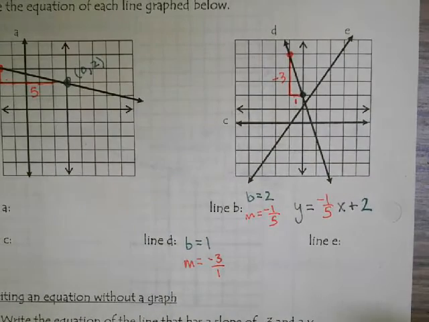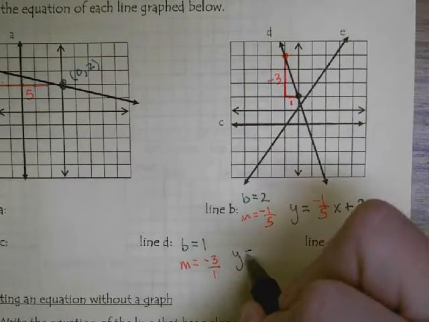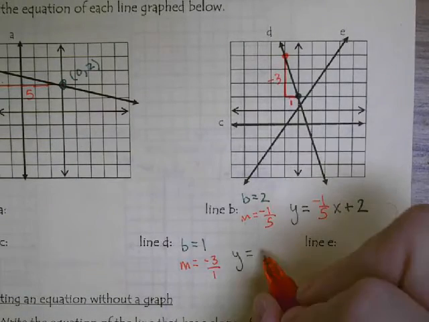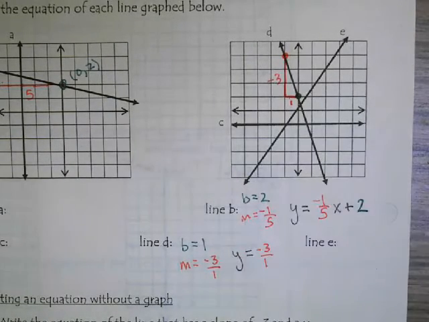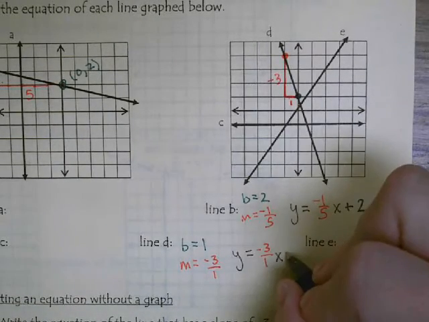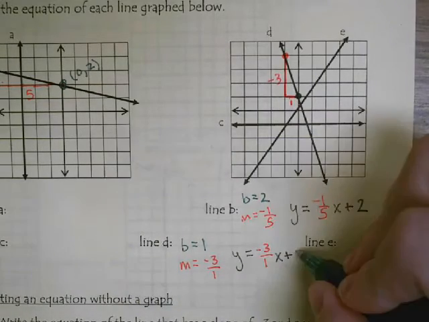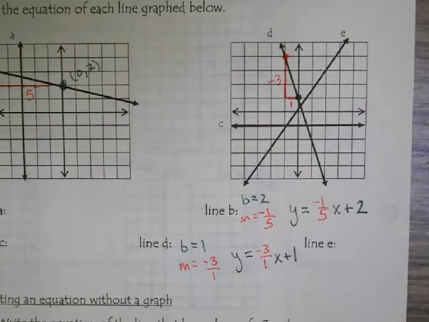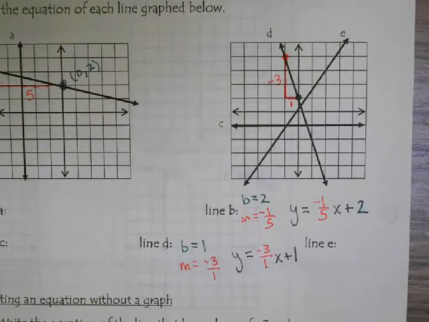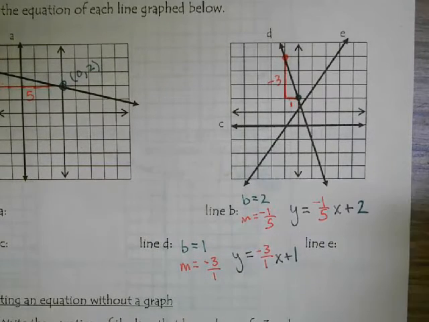Now let's write our equation. We'll have y equals negative 3 over 1 x plus 1. So there's line D.